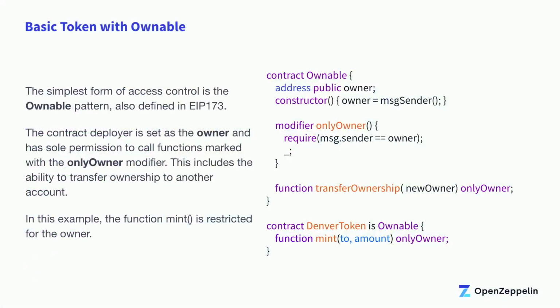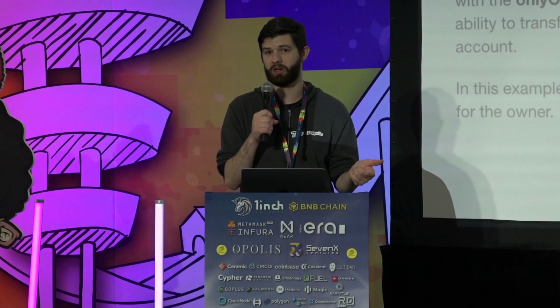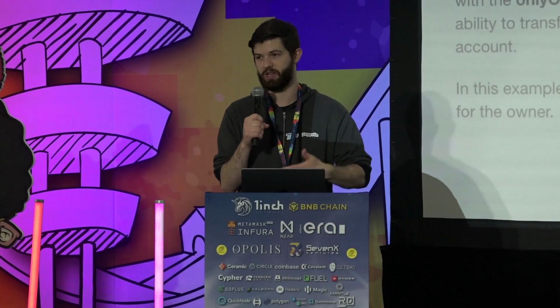So this is the basic thing. It's got an EIP. It's well used in our contracts library, and all it says is we're going to specify a single account who's the owner of this contract, and they're going to have special powers that are denoted by the onlyOwner modifier. So then you can add that onto any function that is sensitive, and only the owner can call it, and if anyone other than the owner calls it, it just fails.